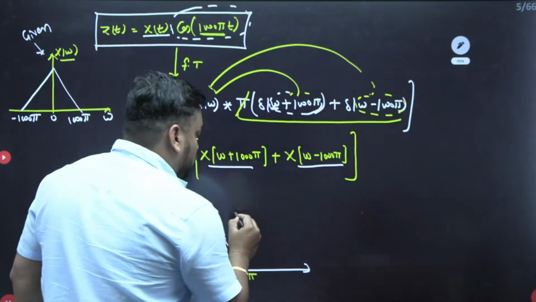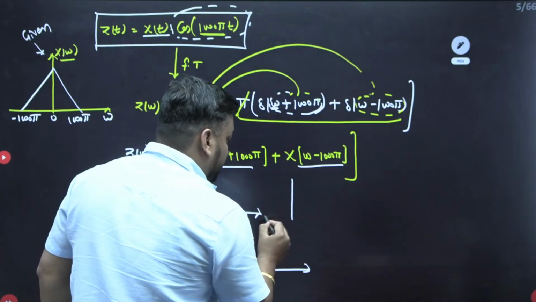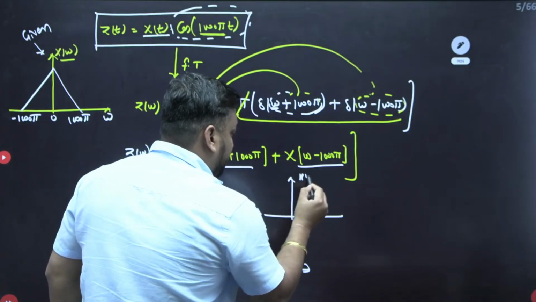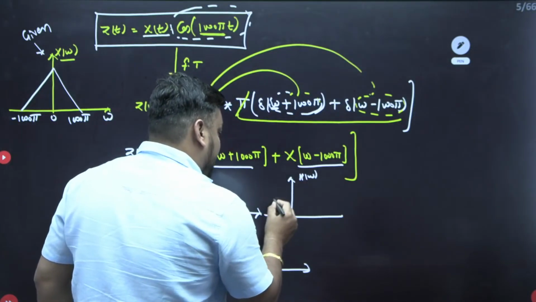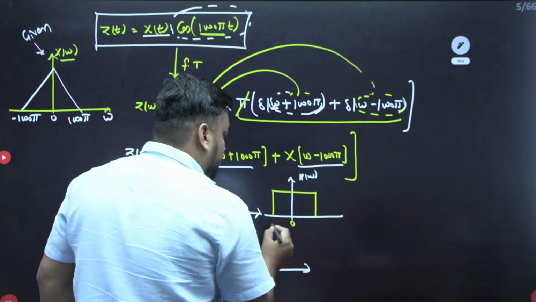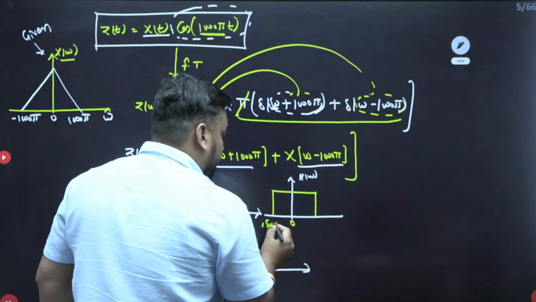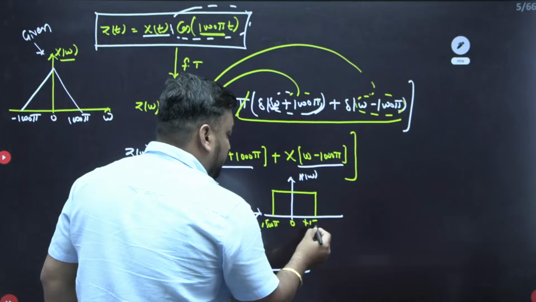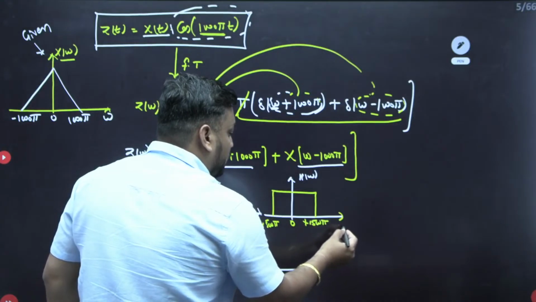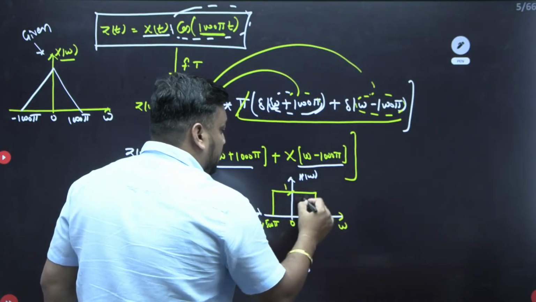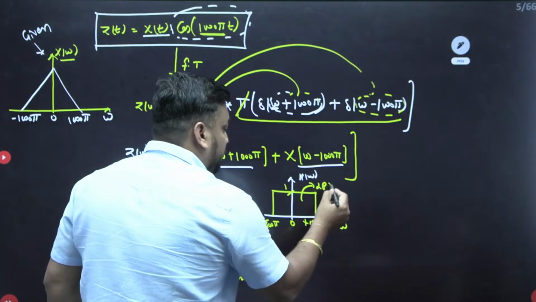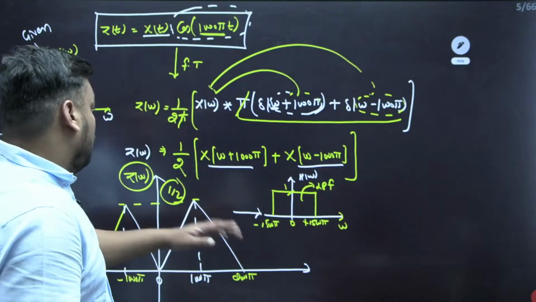And do you know what is H omega? Sir, H omega we know, low pass filter, sir. This is your H omega guys. I am making a small diagram. So H omega having the maximum frequency minus 1500 pi, or here is plus 1500 pi. This is the omega, magnitude 1. This is a low pass filter, LPF. So now finally what you will get?